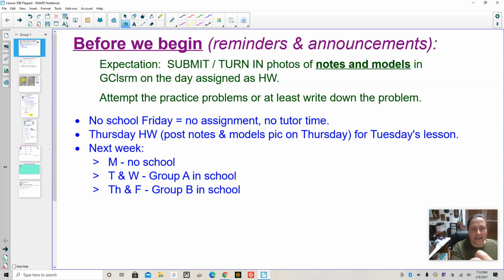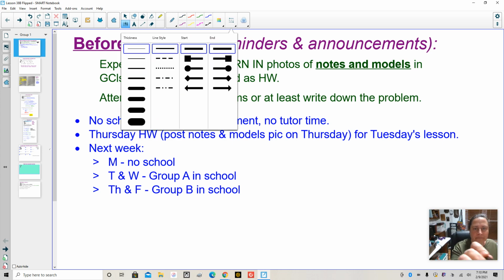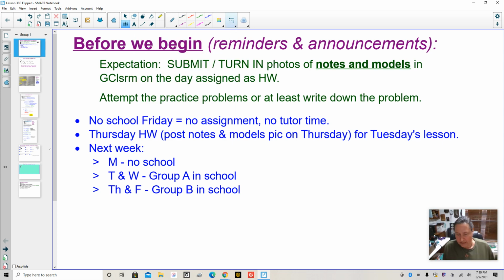Hi there. So, welcome to lesson 38, which is greatest common factor and factoring rational expressions to be able to reduce them.